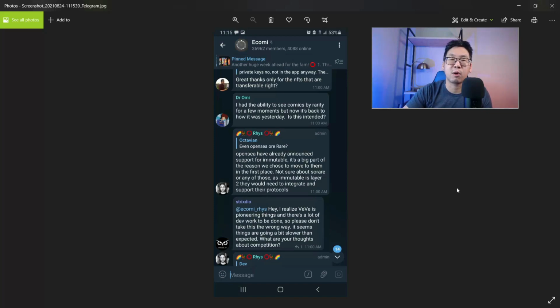I've been saying this for a couple months now. Immutable migration is a key part of our growth strategy. We need that in order to eventually moon our token.